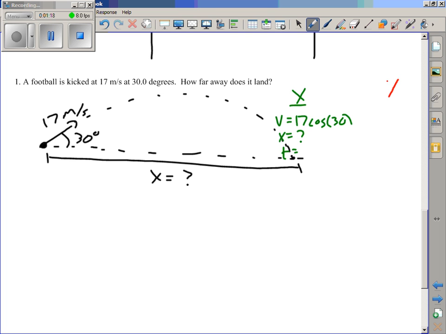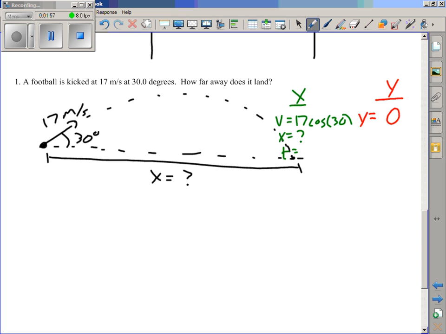Y-axis. What is y equal to? Zero. It started on the ground and it ends on the ground. What's the displacement in y? Zero. Now granted, I understand it moves somewhere in the x-axis, but from the y-axis perspective, the thing goes up and it comes down, and it starts and stops at the same place, right? In the y-axis, it starts on the ground and lands on the ground.